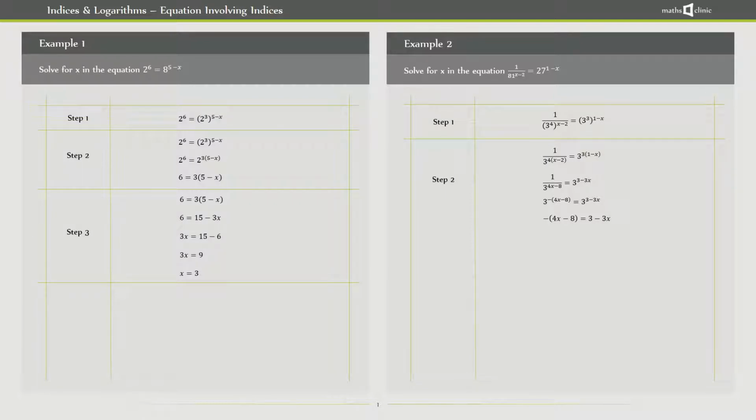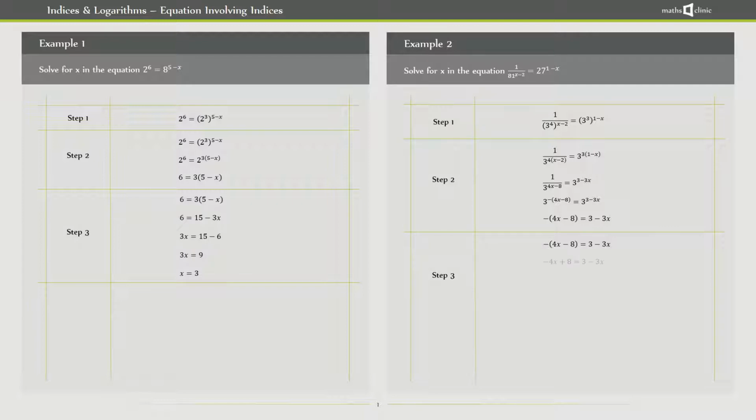So I believe at this point we have simplified. We have simplified to the point where we have 3 to the power of something on the left and 3 to the power of something on the right, and we can pretty much just take out the 3s. What we have is minus (4x minus 8) equals 3 minus 3x, and from this point on it's pretty straightforward. We have a linear equation and we need to solve it.